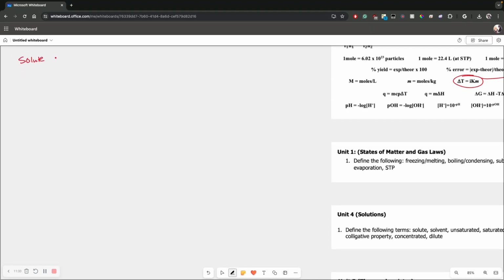Solute. That is the stuff, substance you're dissolving. You put in to dissolve.